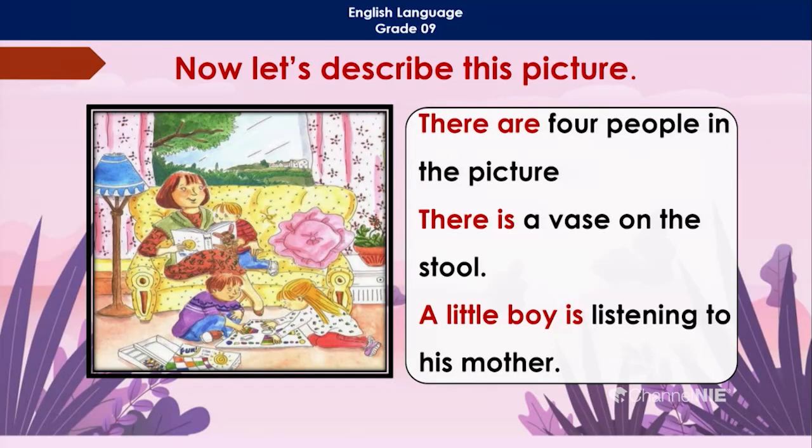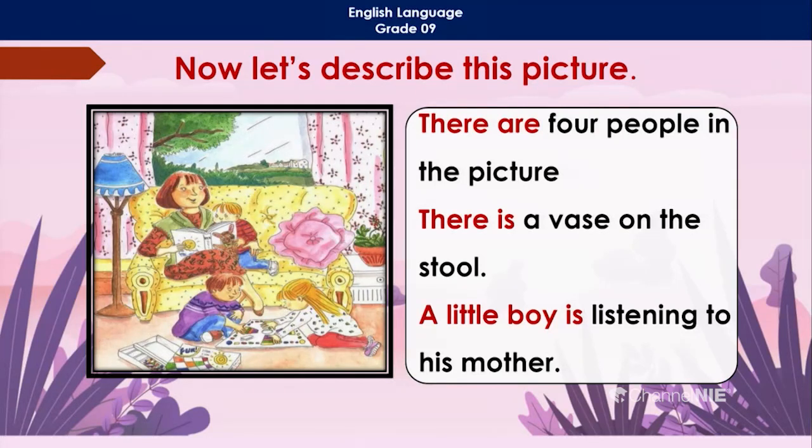There are 4 people in the picture. There is a vase on the stool. A little boy is listening to his mother. Now, Miss Suchitra, can you tell me why are we using are and is in these sentences?